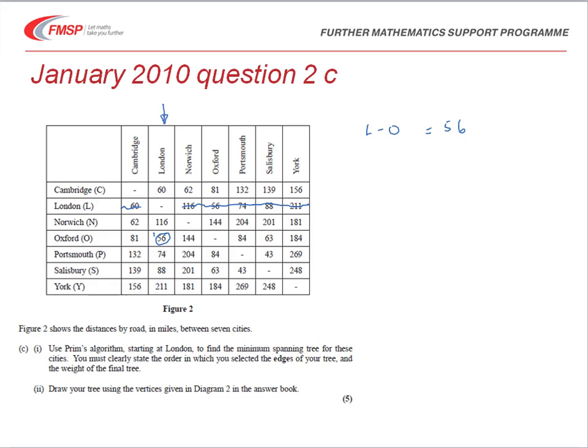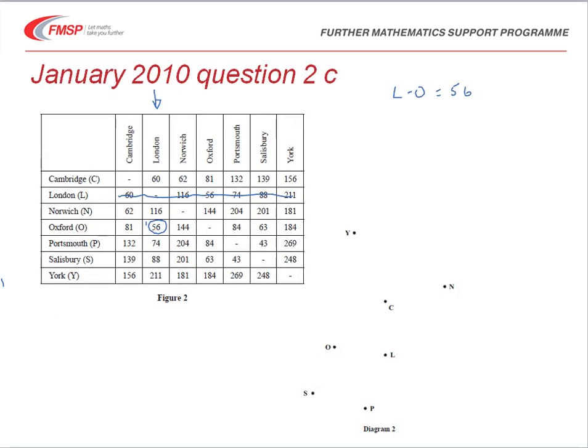At the same time as doing that, I would also be looking at completing the diagram. So what I'm going to do now is just change the slide so we can see the diagram that you're expected to do in the answer book. So here we are on the diagram, and all we need to do is connect London to Oxford 56. You might as well do that at the same time as completing the table. So we've now reached Oxford, or we have a connection to Oxford, so we can delete the row for Oxford.